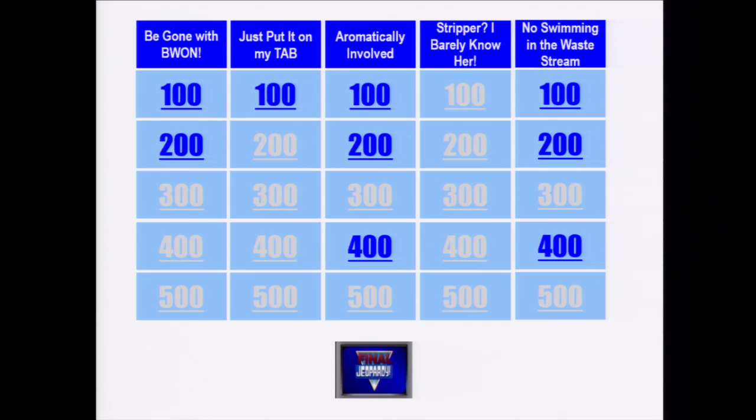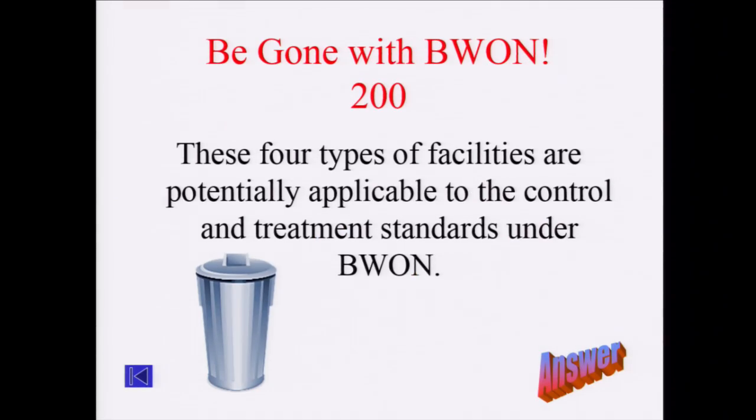Oh, you want to go 200? Let's go all out. These types of facilities are potentially applicable to the control and treatment standards under B1. What are our facilities? All of them? Yes, all of them. Seriously? Yes. Got it.